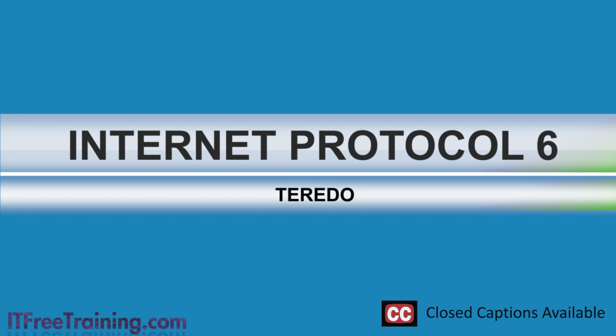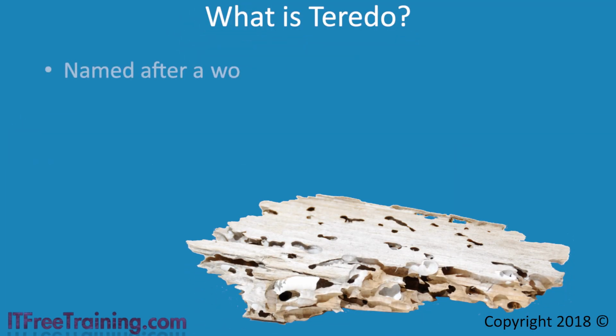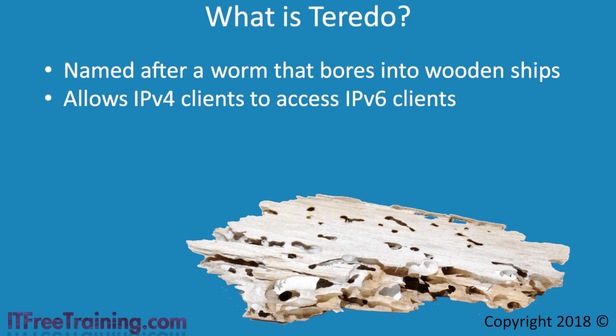Teredo is a technology that allows IP4 clients to access IP6 networks. Teredo is named after a worm that is often found on wooden ships, which tunnels holes through the wood. As Teredo is a tunneling protocol, the concept is that the Teredo protocol tunnels through the Internet, as the worm does to wood. Teredo allows IP4 clients to access IP6 clients. To do this, it uses IP4 UDP tunnels.